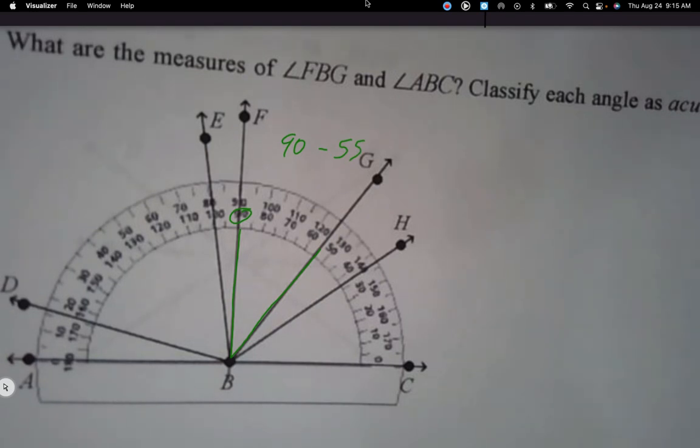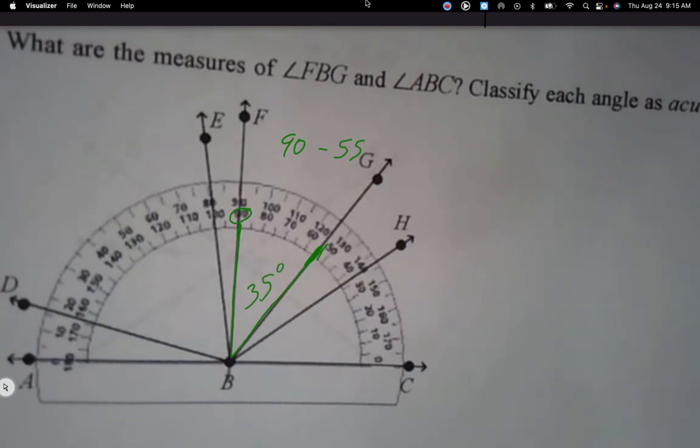They wanted to use the inside numbers. It doesn't matter, you can use the inside or the outside numbers. They said inside, so I said okay. So this angle is right here at 90, and this angle is right here at, it's between 50 and 60, 55. So what's 90 minus 55? Is it 35? So that's going to be that one.